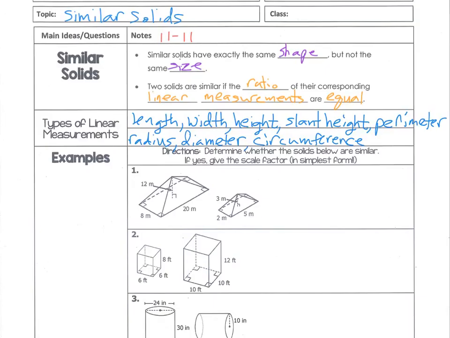What do all these have in common? Length, width, height, slant height, perimeter, radius, diameter, circumference. They all have numbers. What else? What about their units of measure? Because you notice that surface area is missing there, volume is missing there. What do you know about all of these linear measurements? Right, they're all units to the first power. So that's what we mean by linear measurements. They would have to have units to the first power to give you that scale factor or that ratio to determine whether the solids are similar.